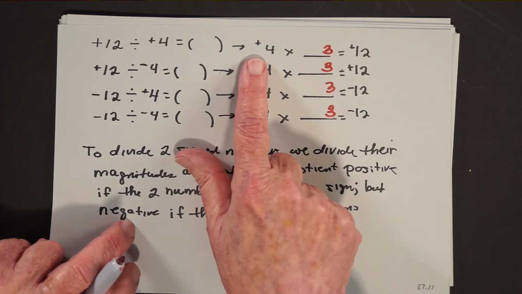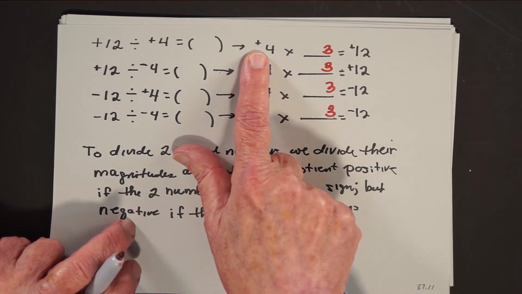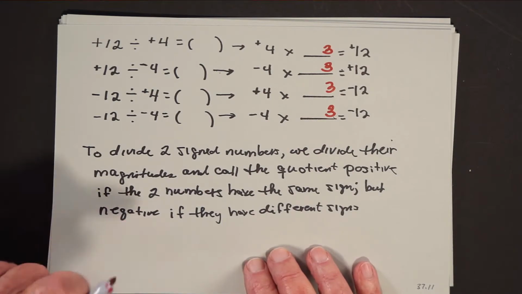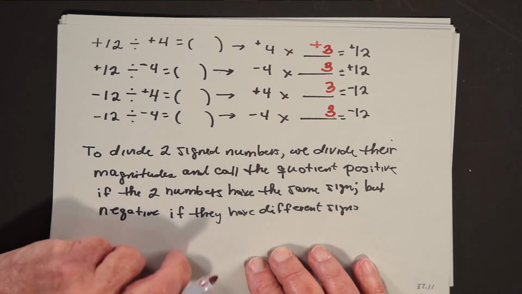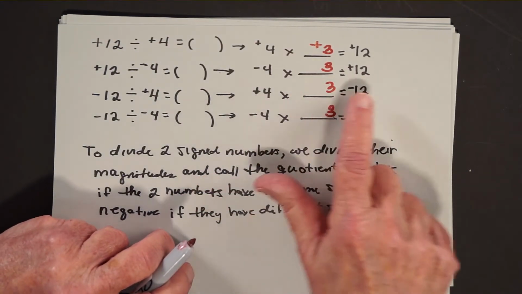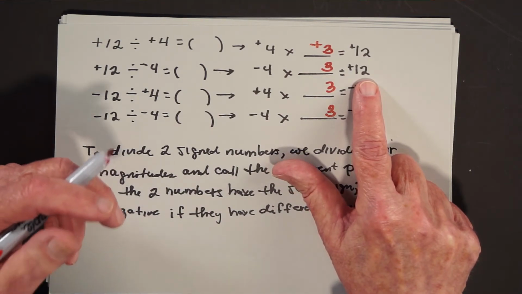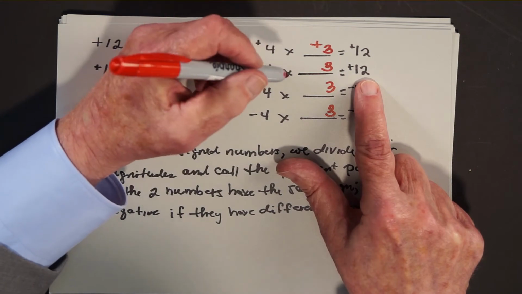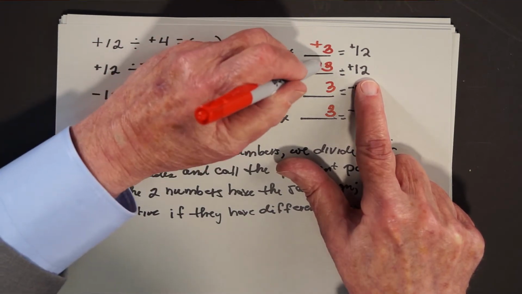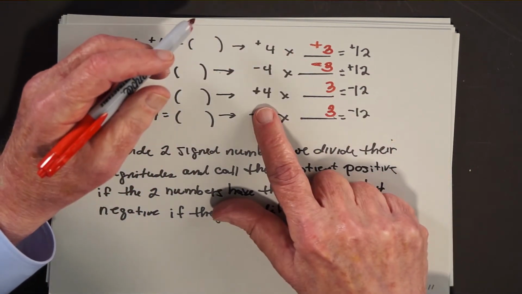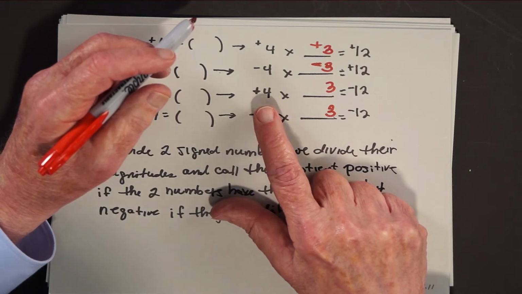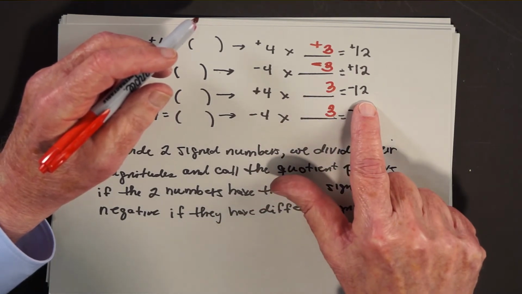Now I got to figure out what the sign is. What do I multiply a positive number by to get a positive number? The answer is positive. What do I multiply a negative number by to get a positive? Well, negative times positive is still negative, so I have to multiply that by what? A negative number.